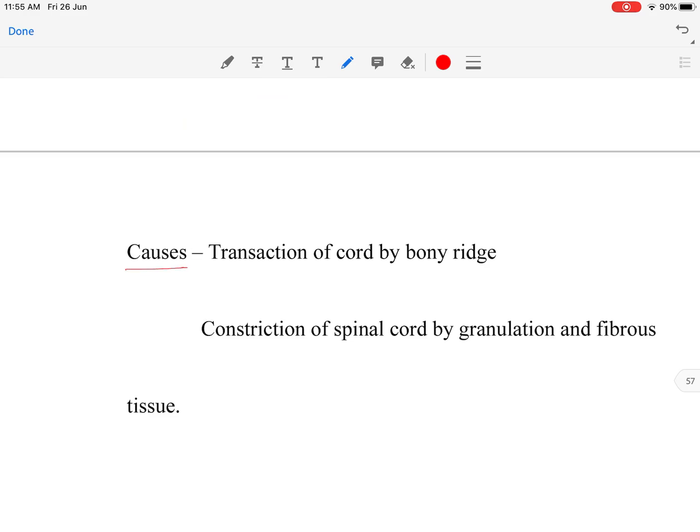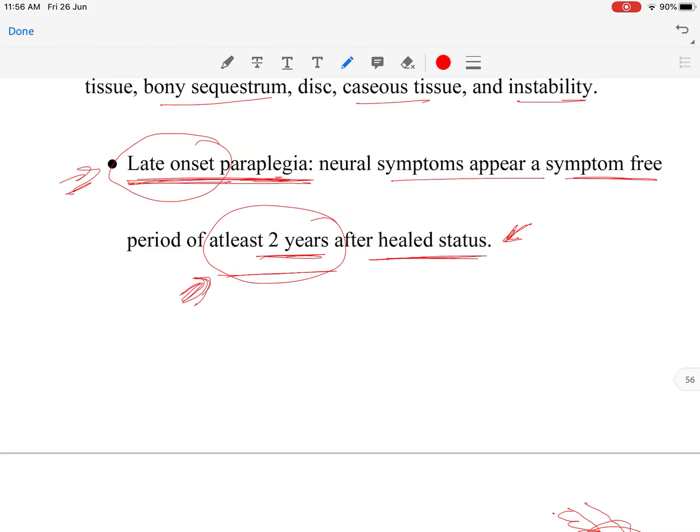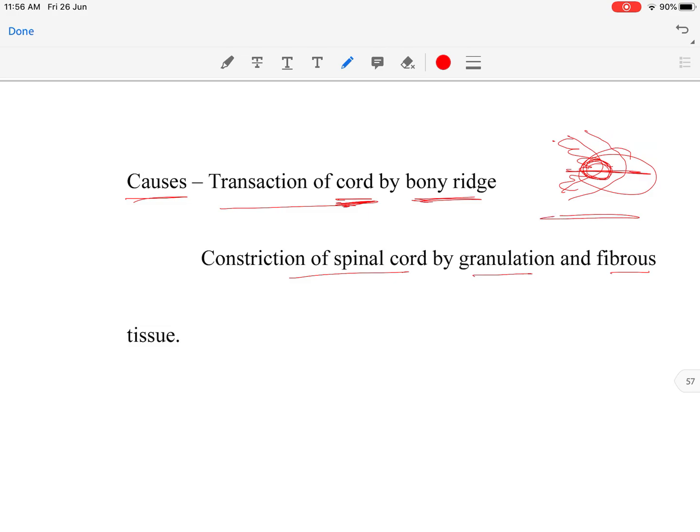Here the cause is basically the kyphotic deformity. The patient develops a kyphotic deformity which causes a bony ridge. Here this is known as the bony ridge. If these are the vertebrae anteriorly and posteriorly we have the spinal canal, this ridge is known as the bony ridge. It may lead to transection of the cord at this level, and also constriction of the cord because of granulation and fibrous tissue can occur at this level. So this is the cause of late onset paraplegia, which is most likely because of the kyphotic deformity in case of the earlier untreated deformity of the tubercular spine.